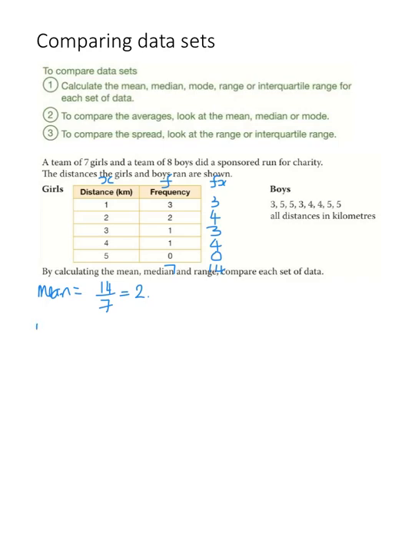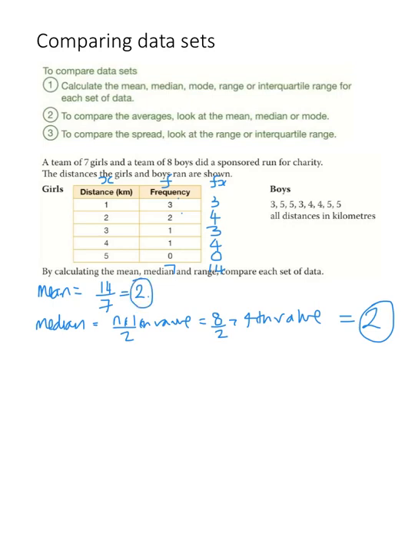The median, now our median is our n plus 1 over 2 value. So if we've got 7 here, that's going to be 8 over 2, which will give me my 4th value. So counting down here, if we look at the frequency, we've got 3 values. That means we've got 1, 1, 1. So our 4th value is going to be 2. So we've got a mean of 2 and a median of 2.